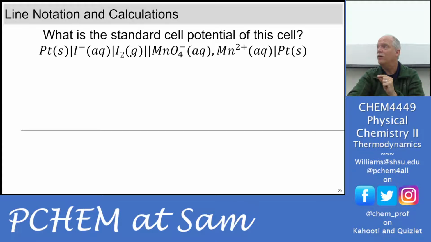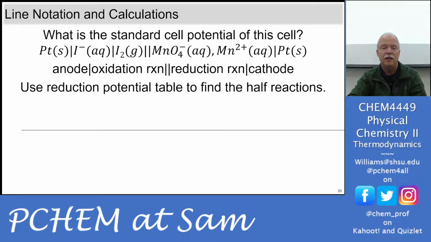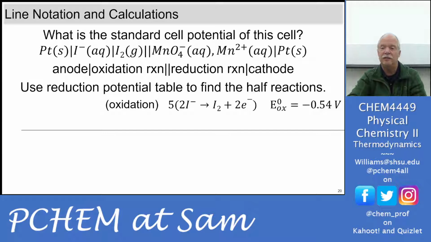Did that answer a question that you didn't know you had? You're looking at this, you're like, where do I put the arrow and what goes on either side? I've got to write this as an oxidation. And so that's the oxidation reaction. Because of the I2, I've got to put a 2I- and then 2 electrons.